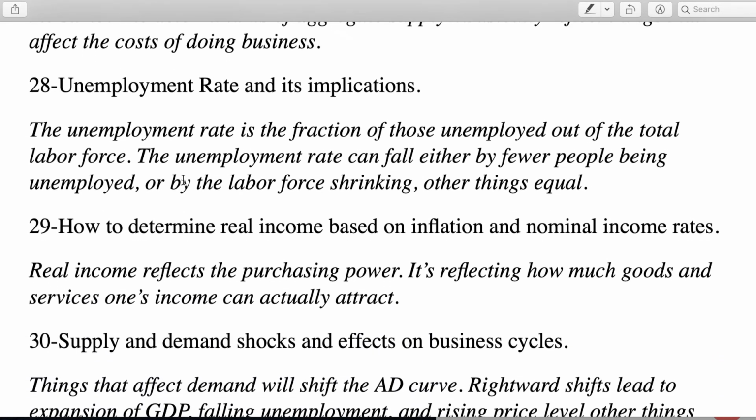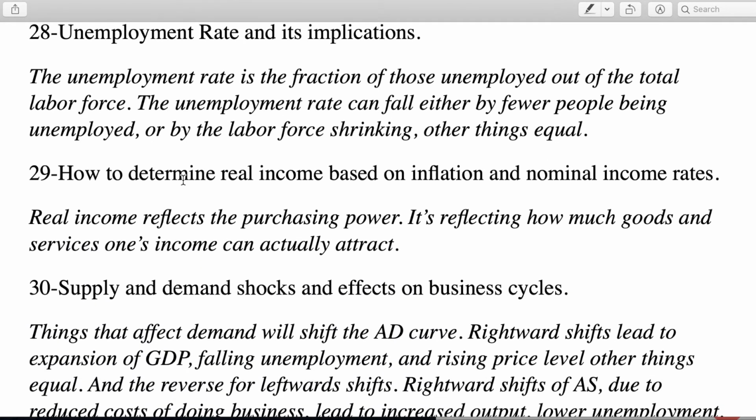All right, unemployment rate and its implications. Well, the unemployment rate is literally just the fraction of those unemployed out of the labor force, right? So the labor force, at least in the US, is those non-institutionalized adults counted as being age 16 or older, civilian. And then those who are unemployed are those from that group who have looked for a job and been unsuccessful within the last 30 days.